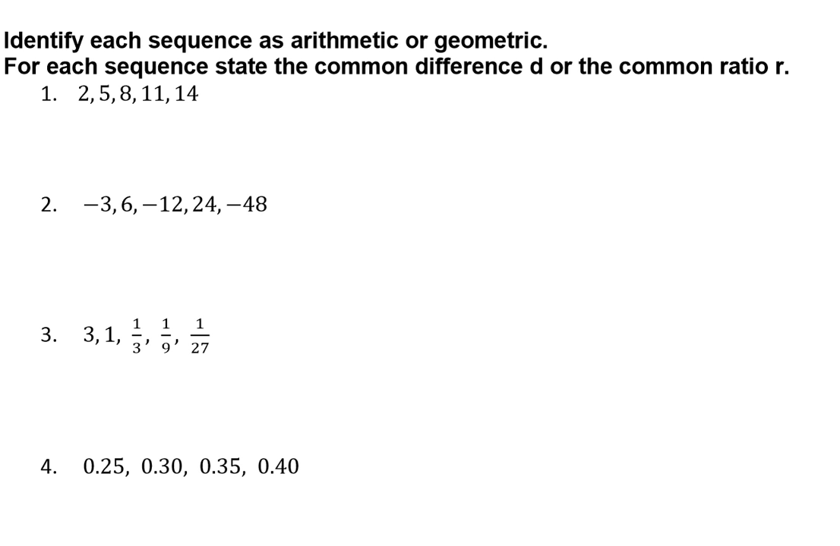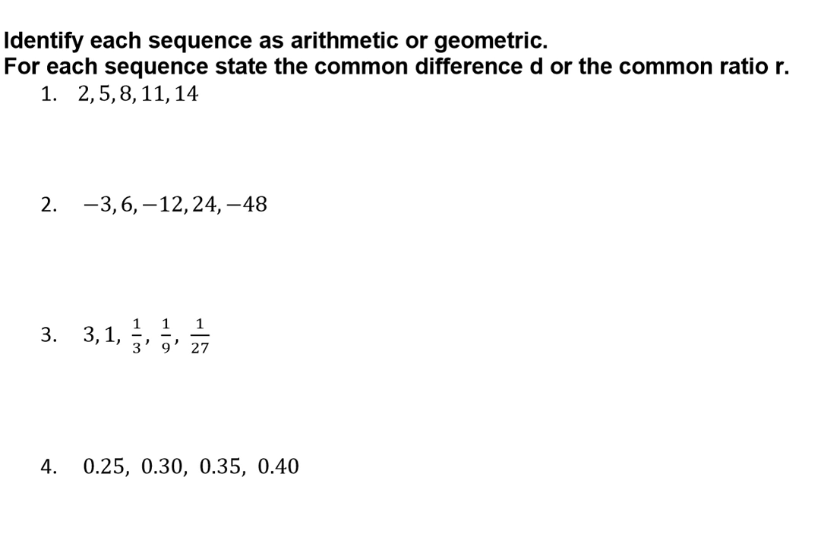It says identify each sequence as arithmetic or geometric. I didn't say arithmetic, geometric, or neither, so you may assume that if I say identify them as either/or, it will be one of the two. So no tricks here. The sequences will be either arithmetic or geometric.